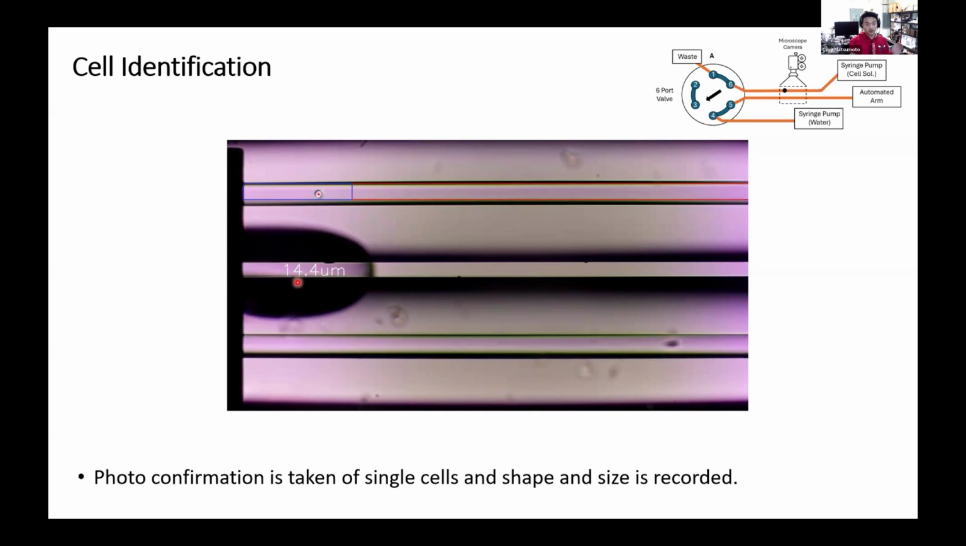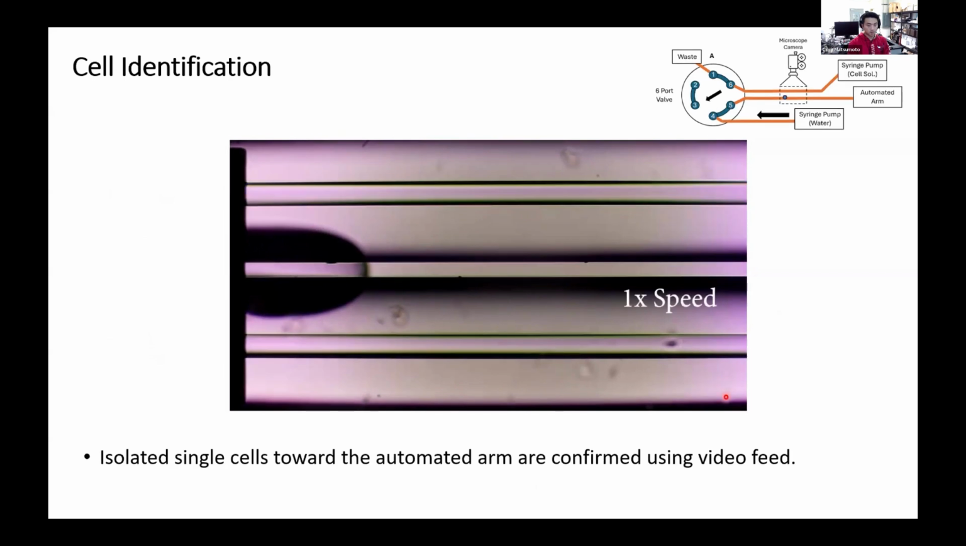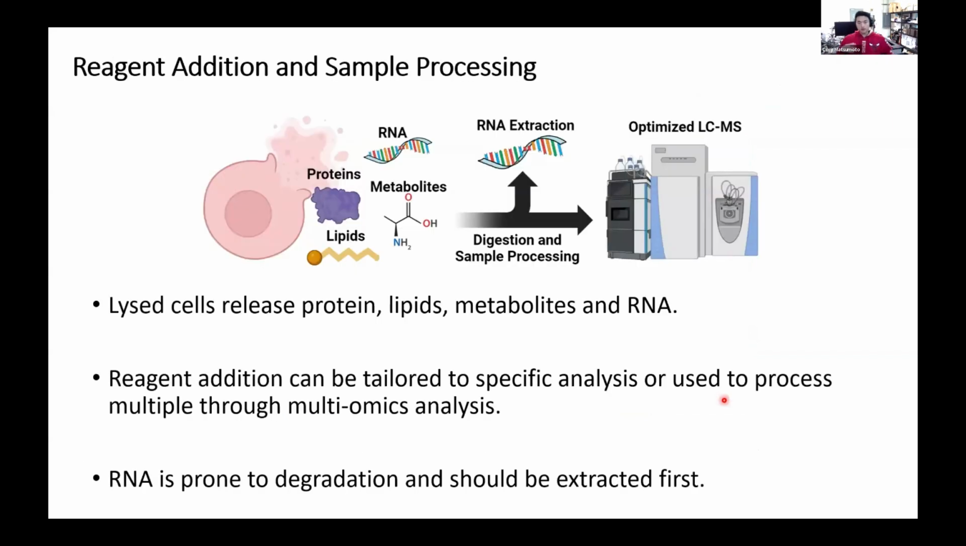And so to ensure that the cell is moving through the 6-port valve through the bottom capillary to the automated arm, there will also be output video recorded, where in this case, indeed, we see that there is only one cell moving toward the automated arm and eventually to your levitated droplet. And so by implementation of all these three different processes, our single cell isolation system, our automated arm, and our main body, we're able to achieve fully automated multi-omic single cell processing. That's assessing RNA, proteins, metabolites, and lipids from the same single cell.